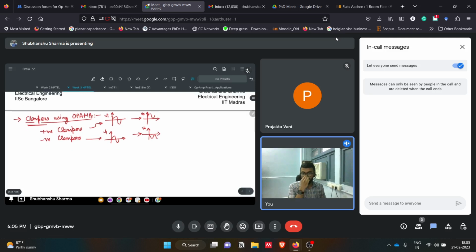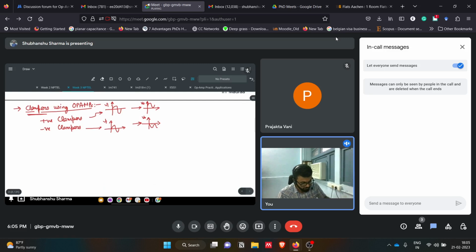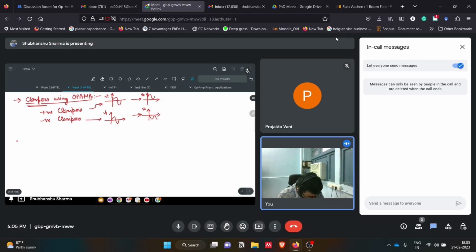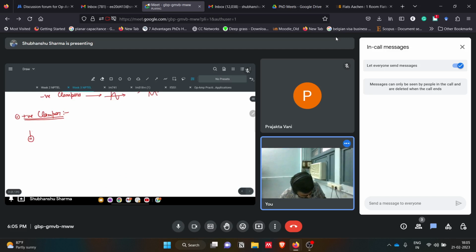Now I will talk in detail about how this positive clamper works, and you can apply the same logic to the negative clampers. There are many things going on in this positive clamper, so first we will make the circuit. I will be discussing the positive clamper first. The negative clamper you can explain logically, but I'll be explaining the working of the positive clamper.